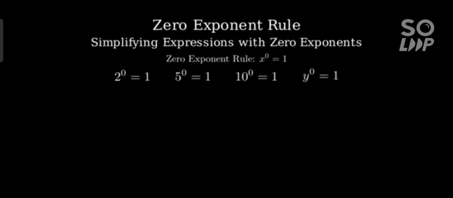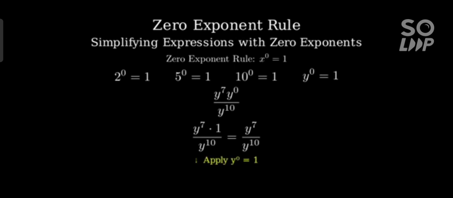Now let's solve this problem. Simplify the expression y to the 7th power times y to the 0 power divided by y to the 10th power. Let's solve this step by step. First, let's apply the zero exponent rule. We know that y to the 0 power equals 1.